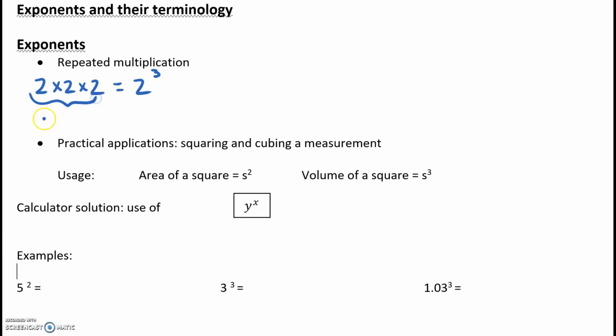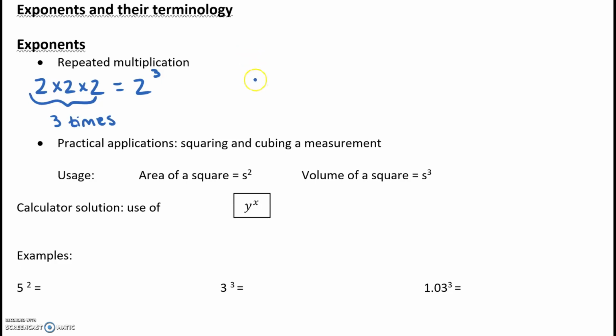The base is 2, since that's the number that's being multiplied by itself. The exponent is 3 because 2 is multiplied by itself 3 times. We can also say that this is equal to 2 cubed.